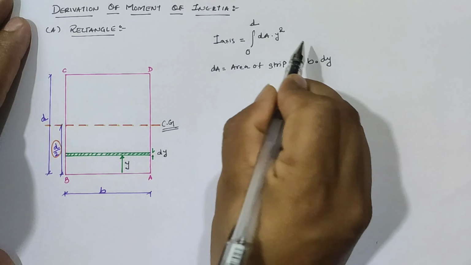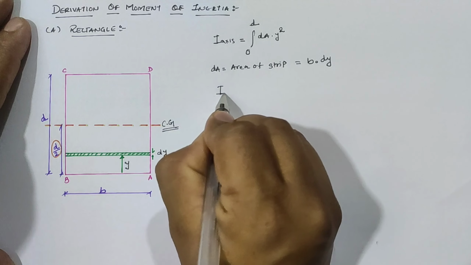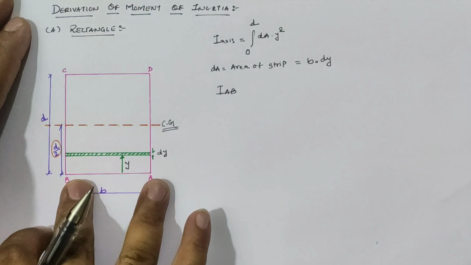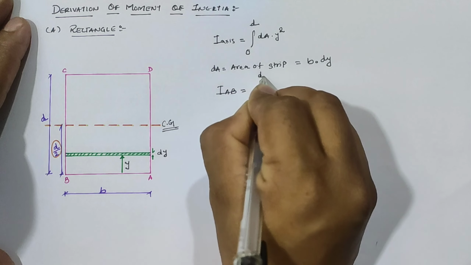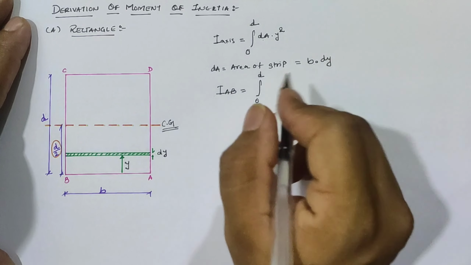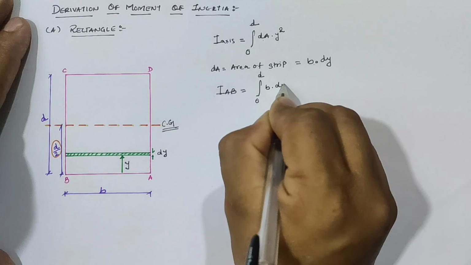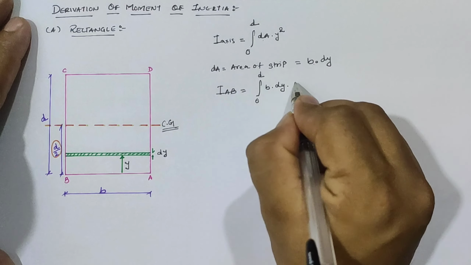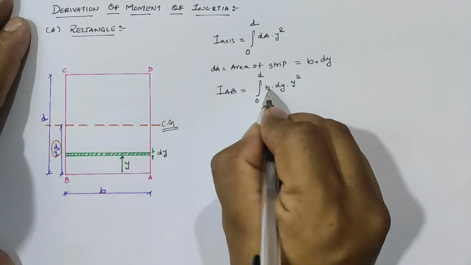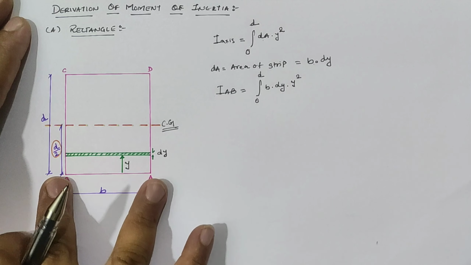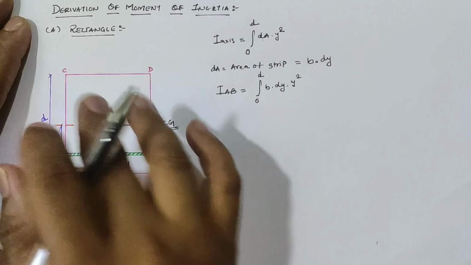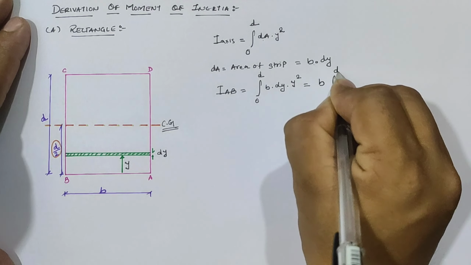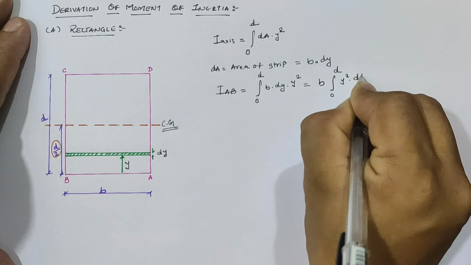Now let us put the value in the equation. So I_AB as an axis is equal to integration from 0 to d, dA is equal to b into dy, and y is as it is. Now b means the base width of the rectangular section, which is constant throughout the element, hence b into integration from 0 to d of y square dy.